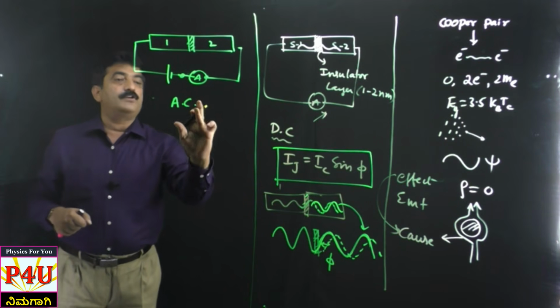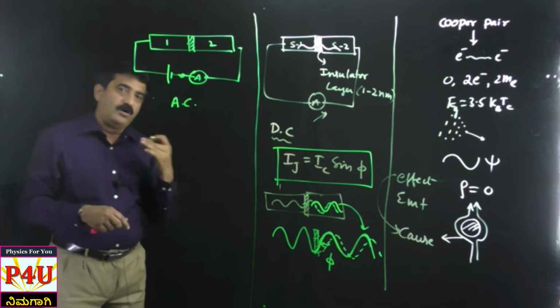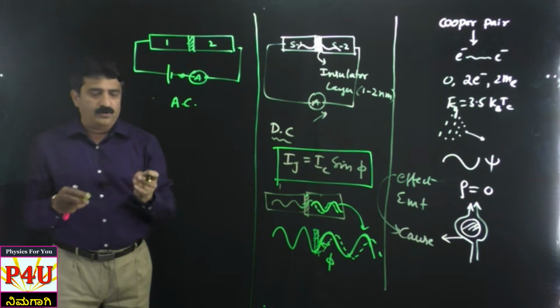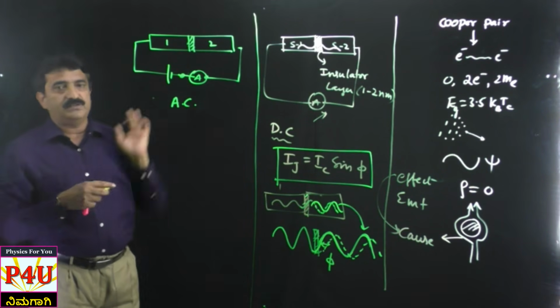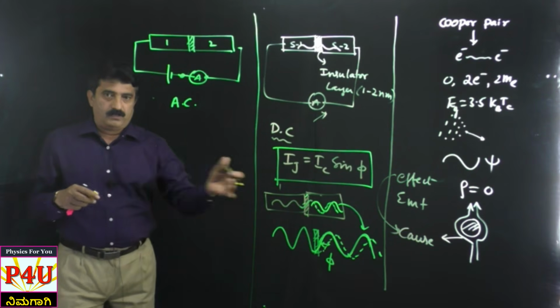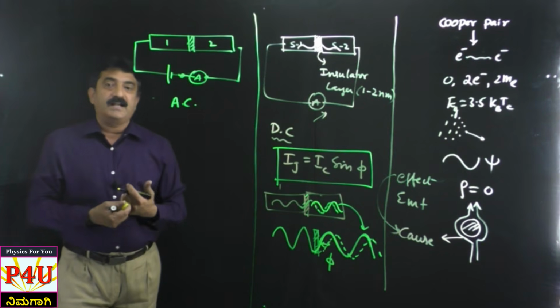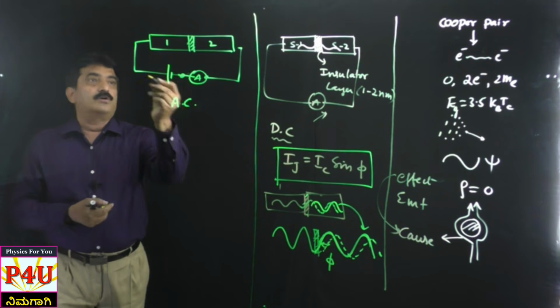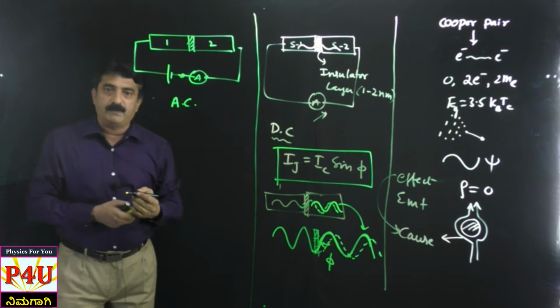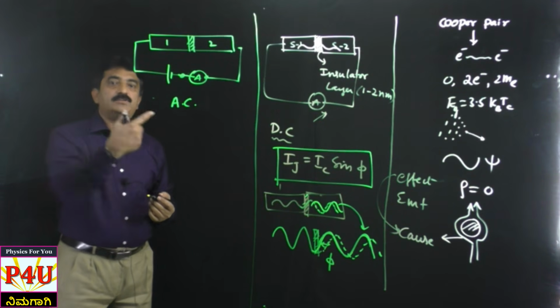AC current is produced. Actually, we should not say AC current, we should say alternating current, or just AC. But by and large everybody is using the same notation or same word. I am also using the same thing. AC current is produced when you connect the junction to a DC power supply. That means the DC is producing AC.